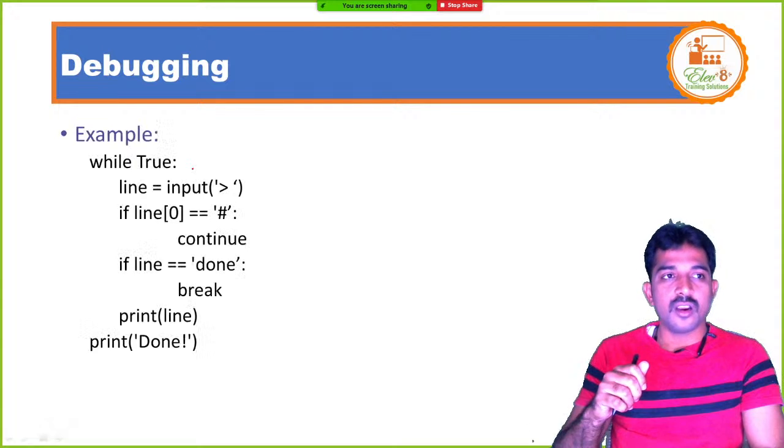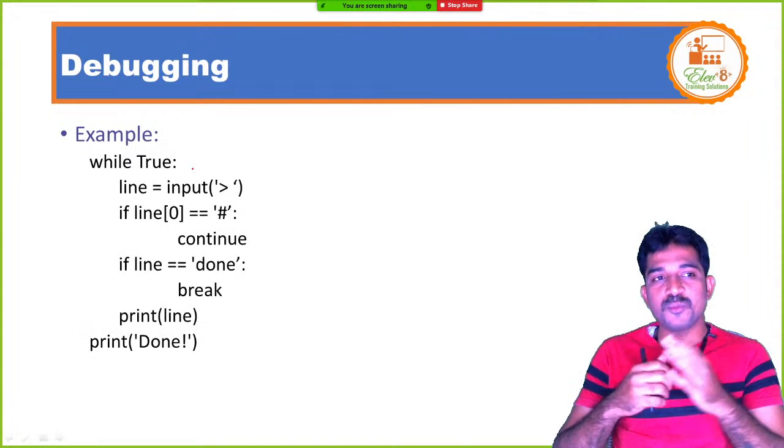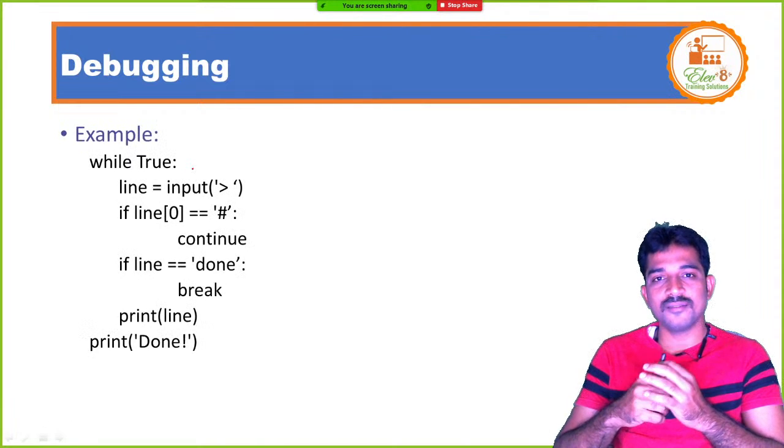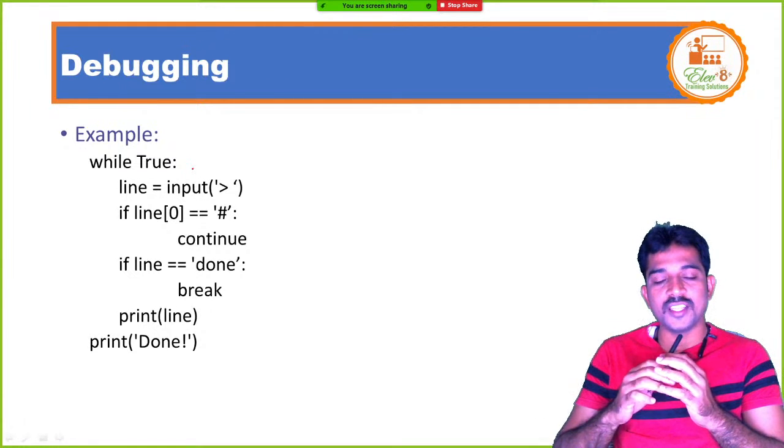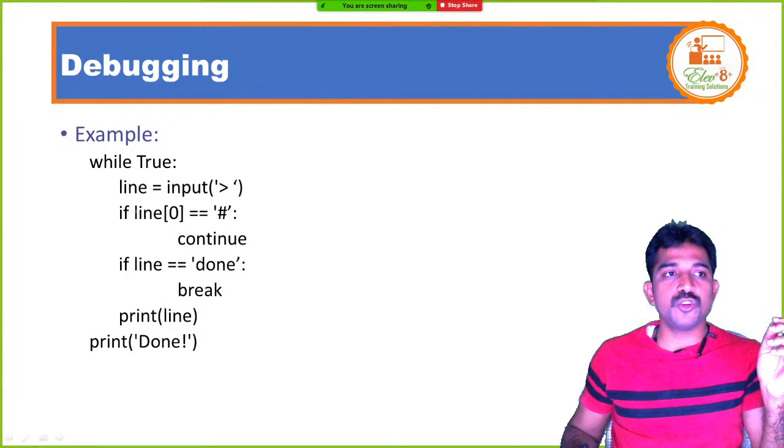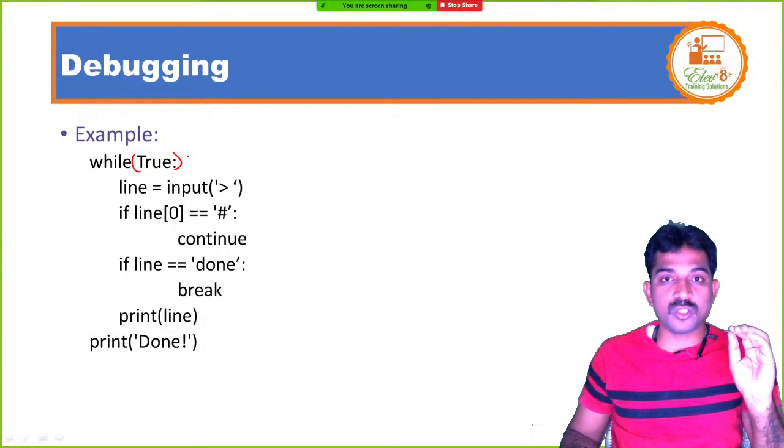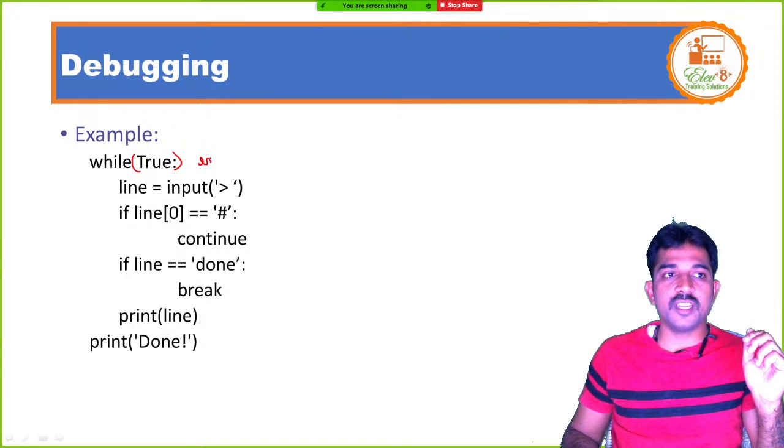Next, what is the error in this program? Can anyone tell? See, while True, you know very well, this is an infinite loop. Already we have seen this program. This is an infinite loop.